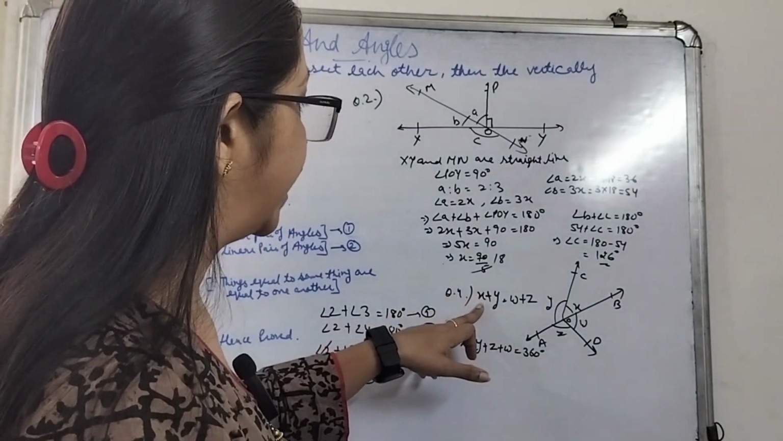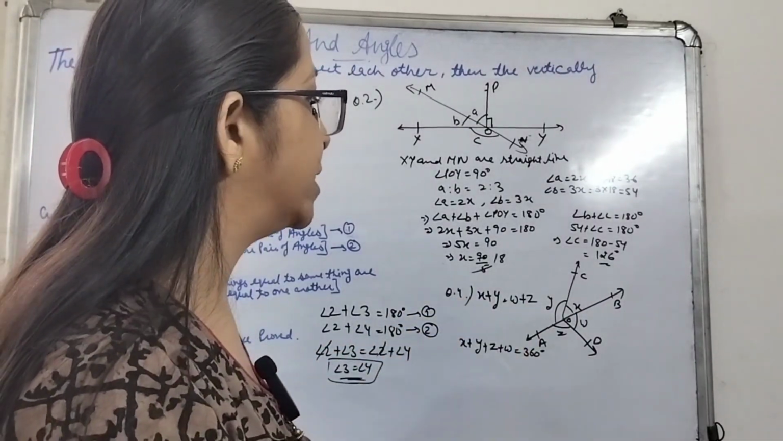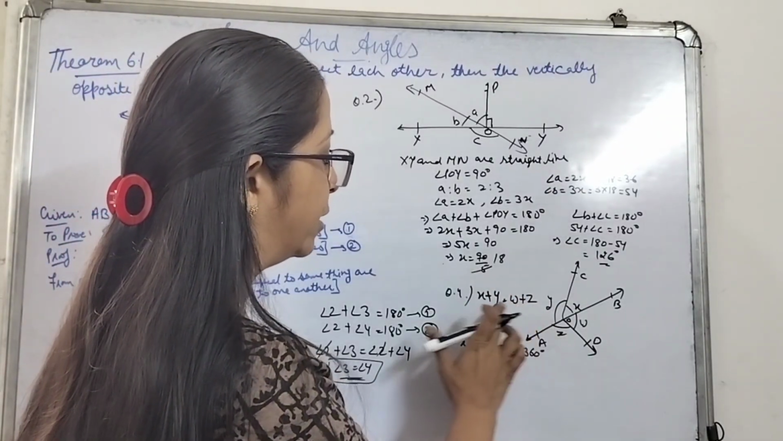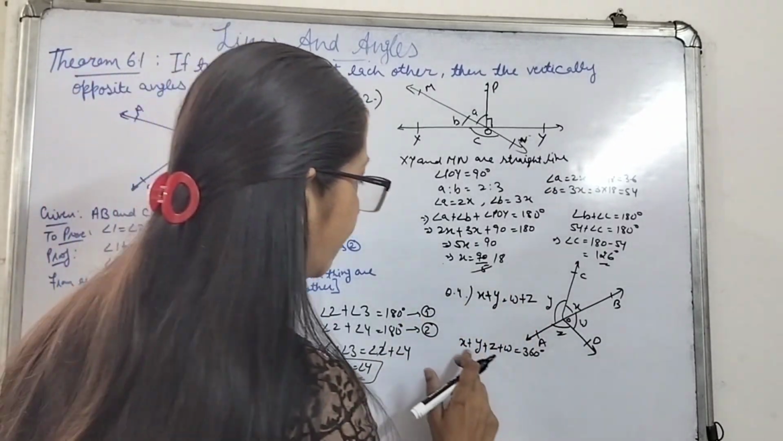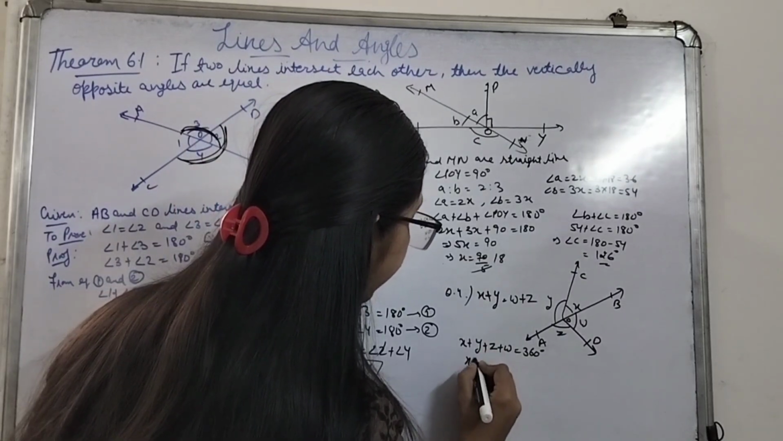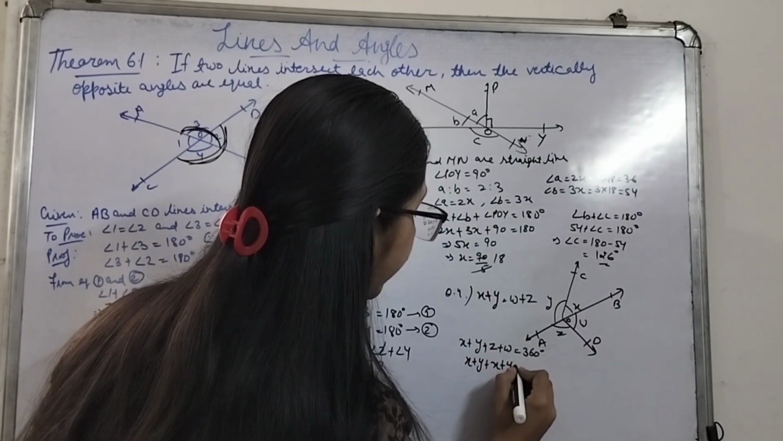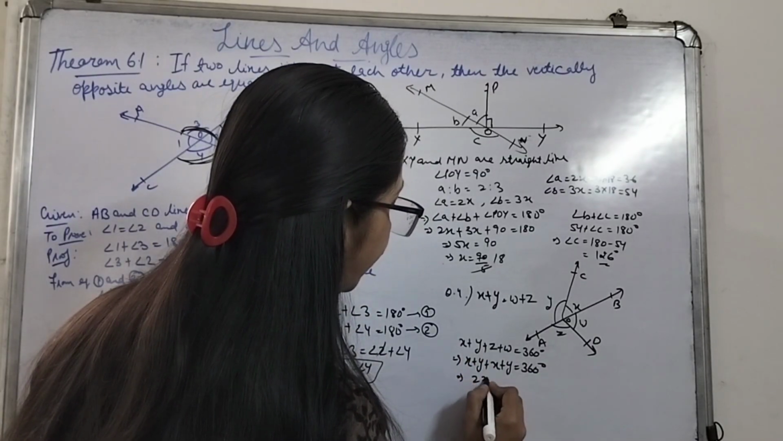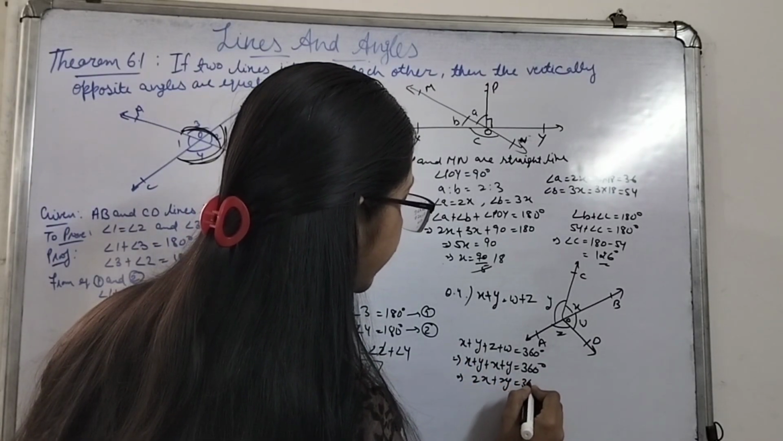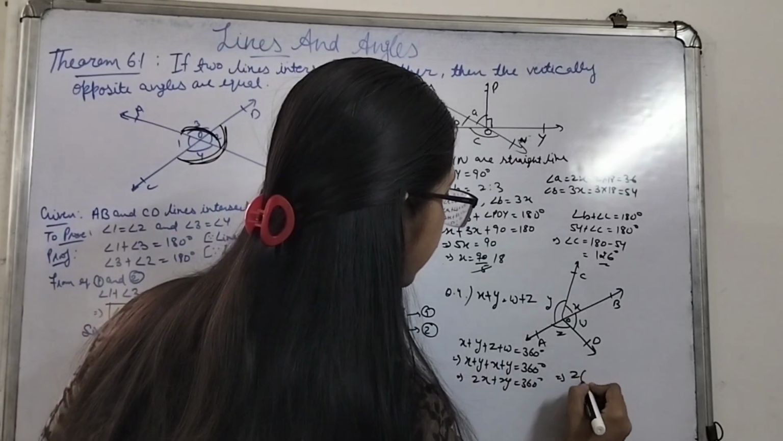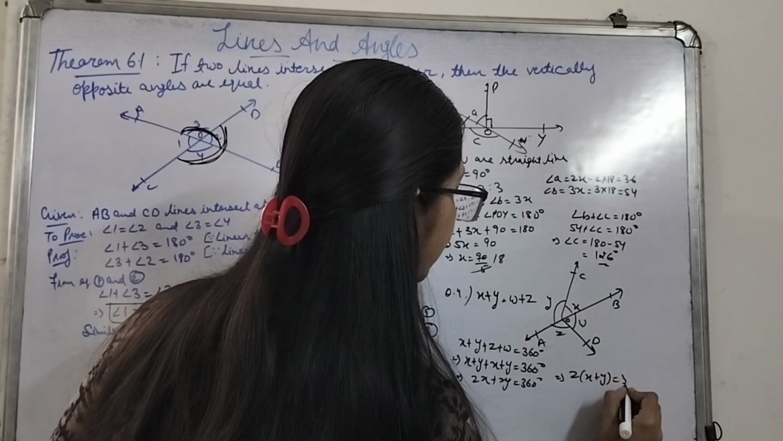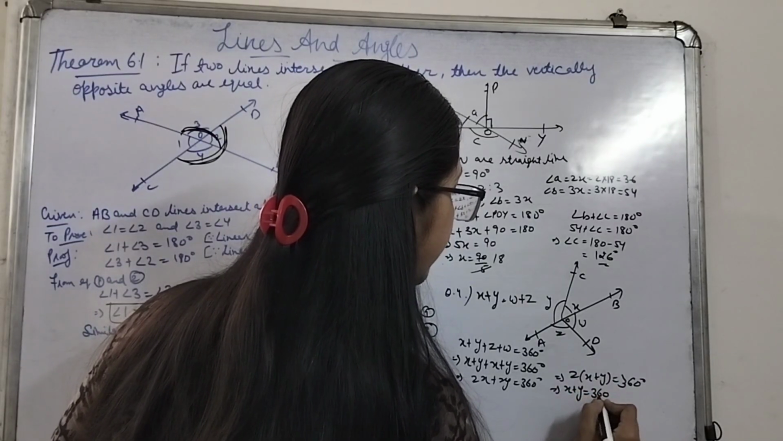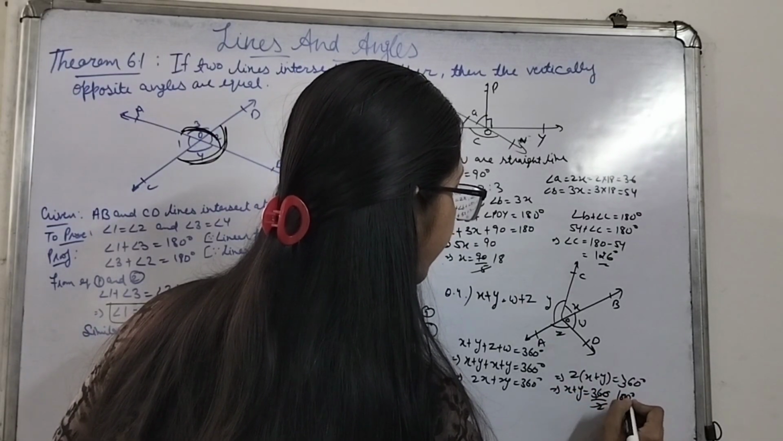Now it is given to us that x plus y is equal to w plus z. So instead of w plus z, we can write x plus y. It is equal to 360 degrees. If we solve it further, x plus x becomes 2x, plus 2y is 360 degrees. 2 could be taken common. So x plus y is equal to 360 divided by 2, that is 180 degrees.